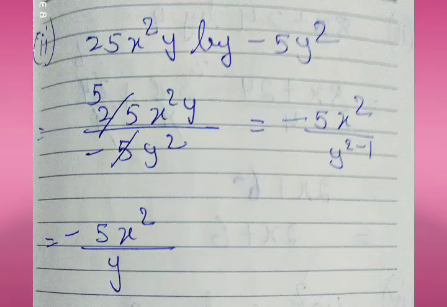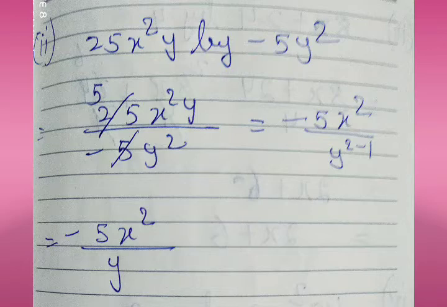Next subpart 2. 25x square y divided by minus 5y square. So how many times? 5 5s are 25. Clear? 5 5s are 25. So 5x square divided by y to the power 2 minus 1, because here the denominator is greater than the numerator.